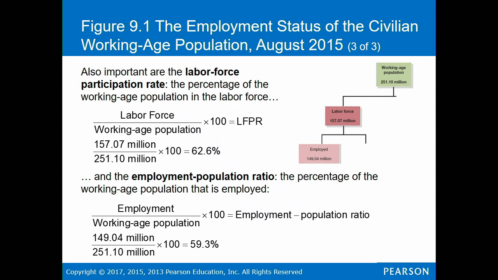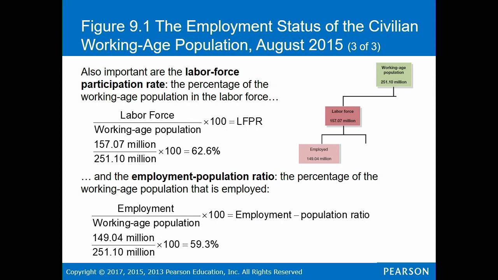Another important indicator is the labor force participation rate. This is just the percentage of the working age population that's in the labor force. If we take the whole working age population, back in August 2015 that was 251 million. That's your denominator, and the numerator is just the labor force itself, which was 157 million. So this year 62.6% were considered in the labor force. They were either employed or unemployed and actively looking for work.